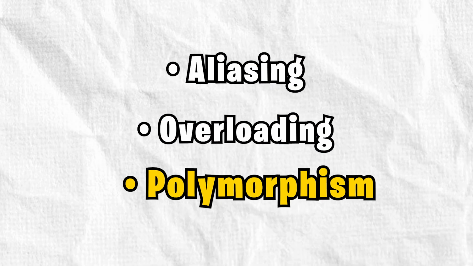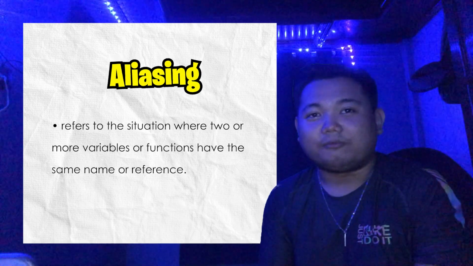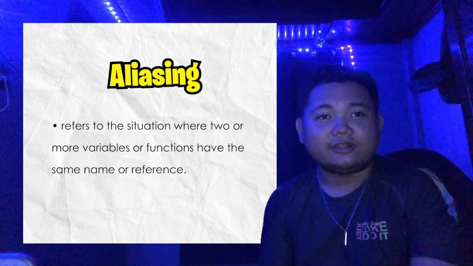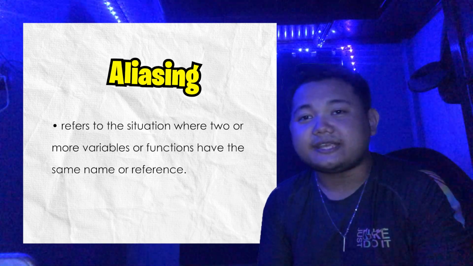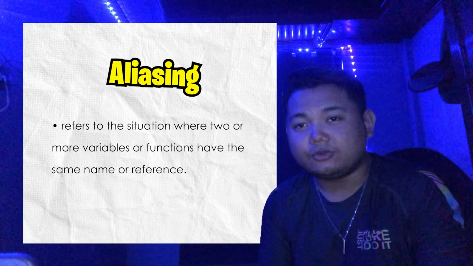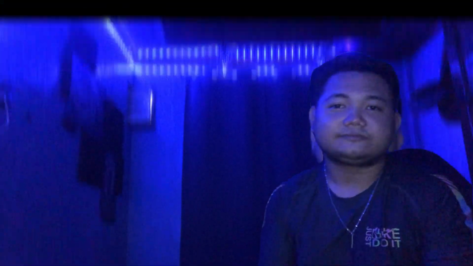Aliasing, overloading, and polymorphism are all concepts in programming that relate to how functions and variables can be used and manipulated. Aliasing refers to the situation where two or more variables or functions have the same name or reference. This can occur intentionally, such as when creating an alias or nickname for a variable, or unintentionally, such as when two different functions happen to have the same name. Aliasing can lead to confusion and errors in code if not managed carefully.